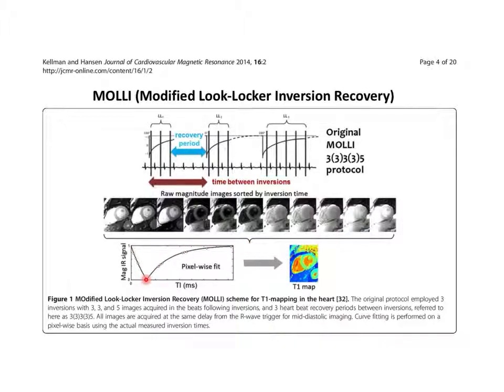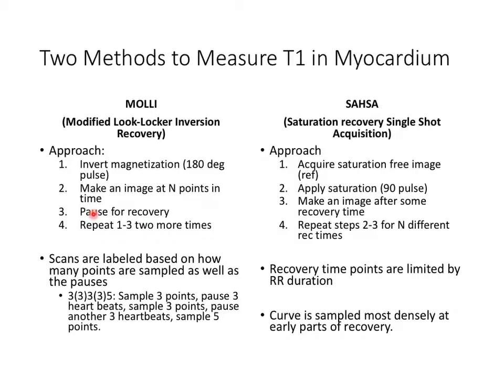We've got 5, 8, 11 points to fit a T1 curve. That occurred over, so that's 2, 4, 6, 8, about 16 heartbeats. This is kind of what the field is settling on as a way to measure T1 accurately in the heart, and people have modified this slightly. When you sort the images by inversion time or delay time, so this order of pictures is not the order of acquisitions, it is sorted by delay time, and you can see this nice recovery for fitting the T1. So that's how you measure the parameter T1 in cardiac imaging.